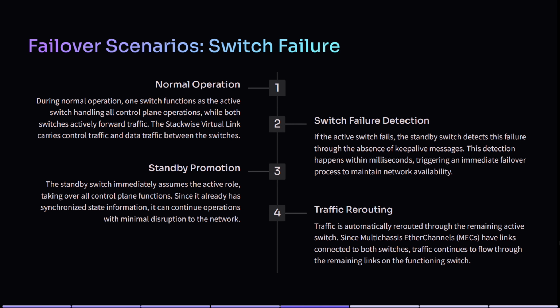Failover scenarios, switch failure. Normal operation. During normal operation, one switch functions as the active switch handling all control plane operations, while both switches actively forward traffic. The StackWise Virtual link carries control traffic and data traffic between the switches.